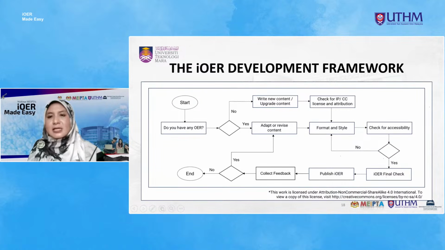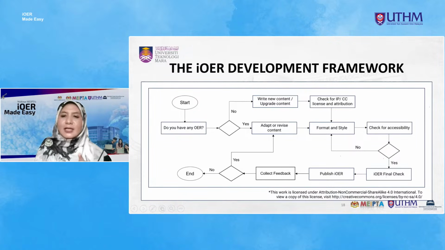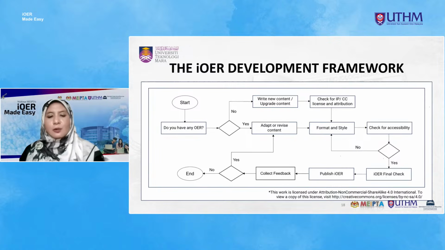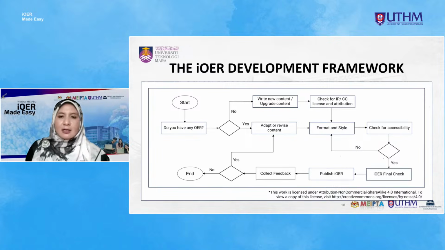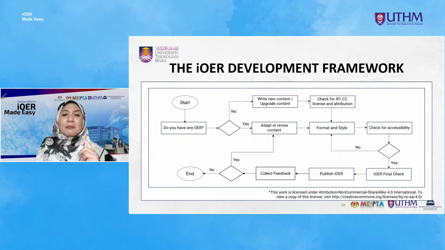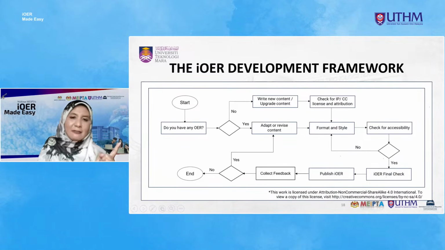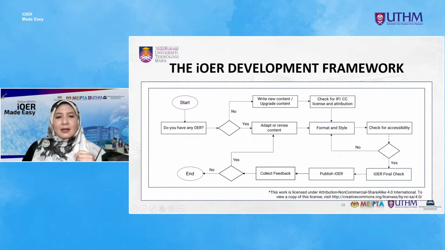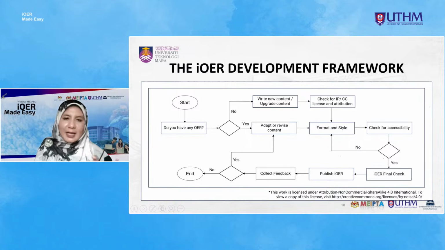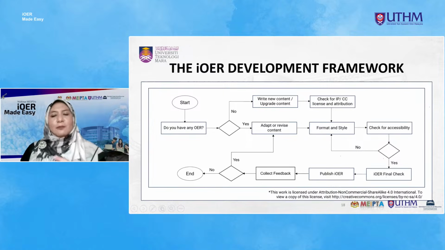Check for accessibility. Then when everything is done, finally you go for the final check. This is the final review before you can publish the OER. Publish means to make it accessible to others, whether you want to upload it online or otherwise. But it does not stop here. You should collect feedback so that you can improve the content and the resource from time to time.